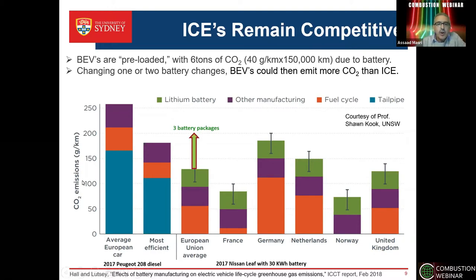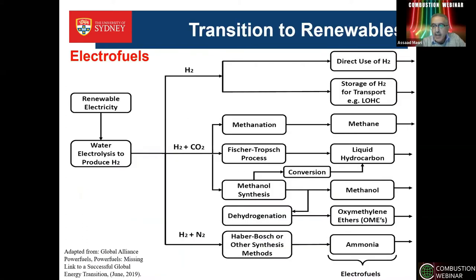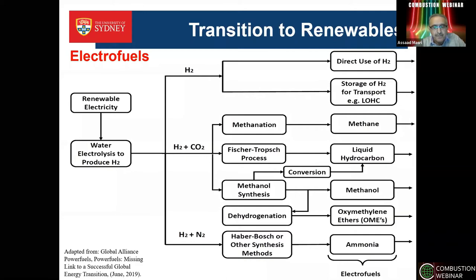So if you account for one or two changes of battery packs, as is shown by this vertical green arrow that I'm showing here with a slide borrowed from Sean Cook, then what it means is that the battery electric vehicles will emit more CO2 than the standard diesel engine, and certainly more than the standard hybrid electric vehicle. So these are important points that need to be made, and one would wish that the regulators would take these into consideration.